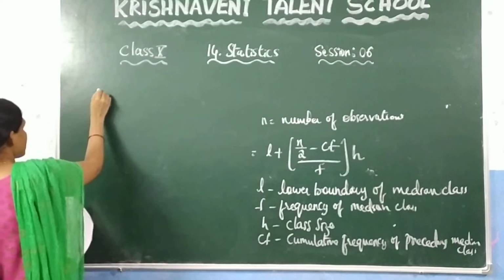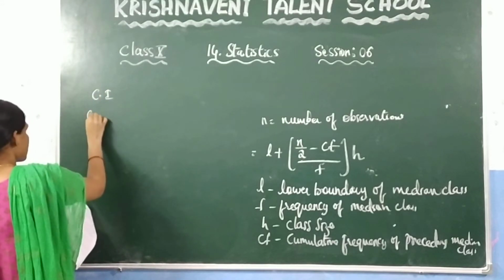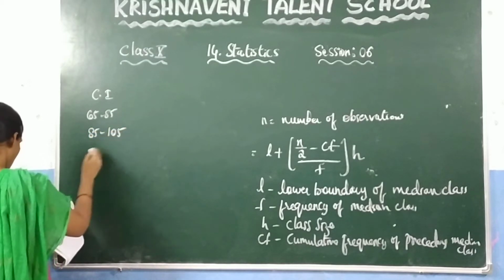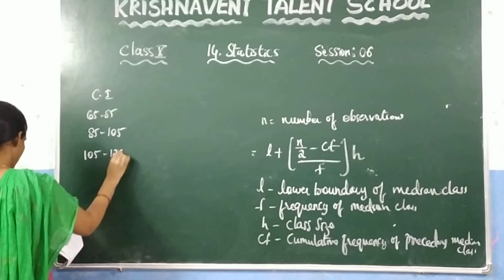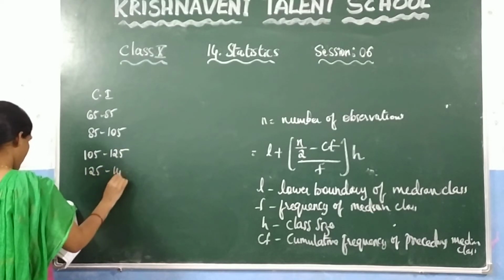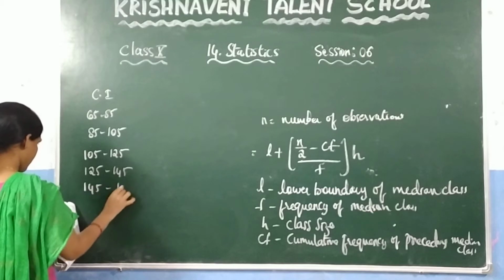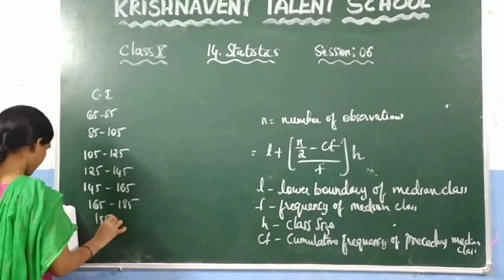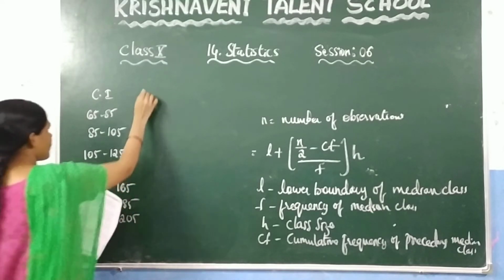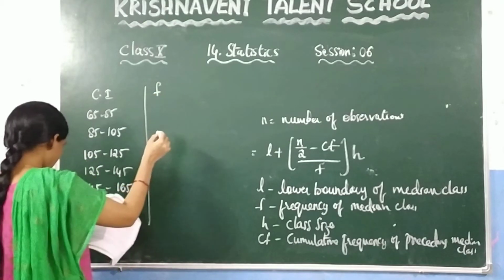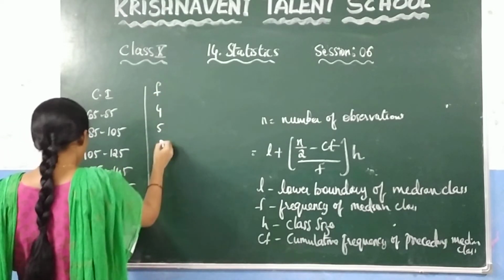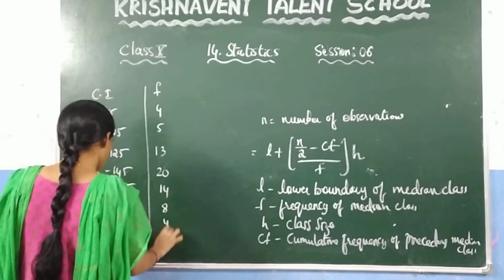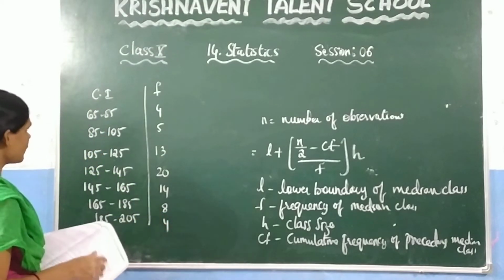So let us consider the class intervals, which are 65 to 85, and after that 85 and so on. These are the class intervals given, and the frequency values given are 4, 5, 13, 20, 14, 8, 4. Now for this data you need to find the median. How do you find the median?